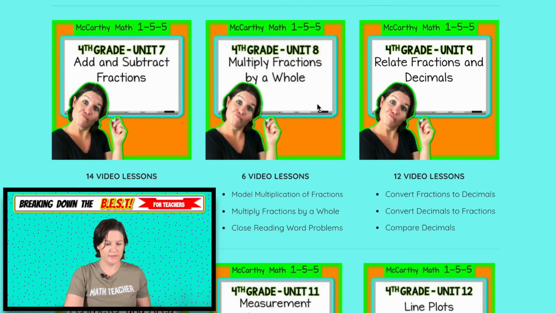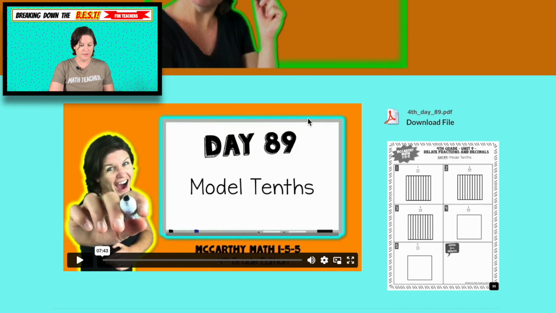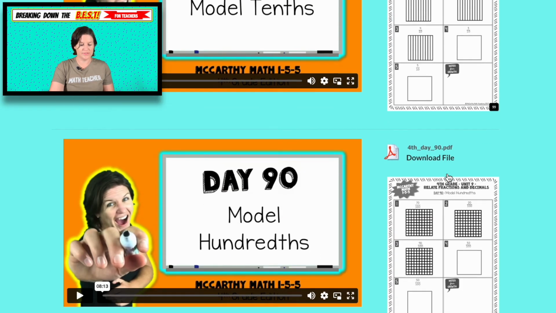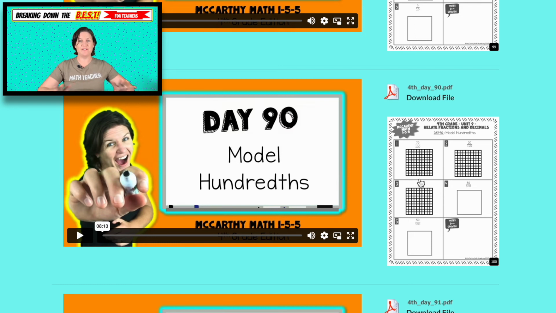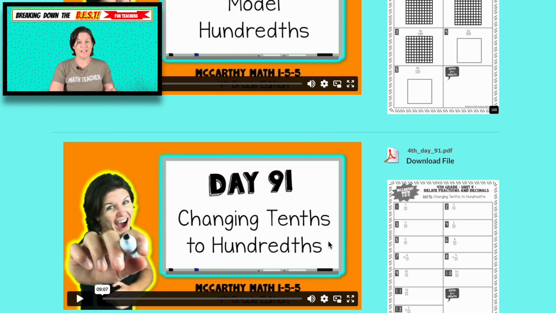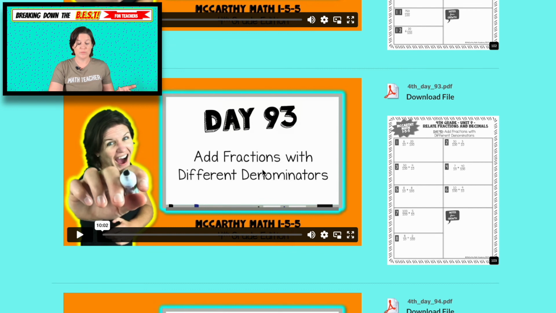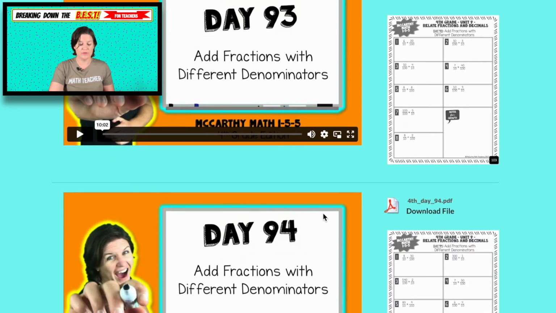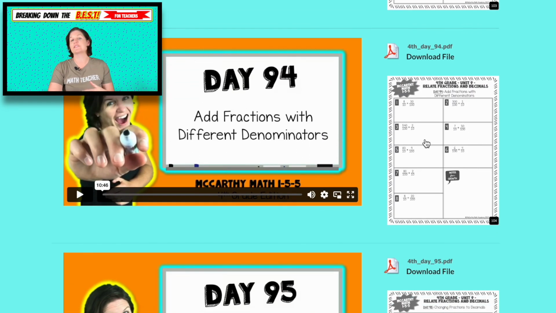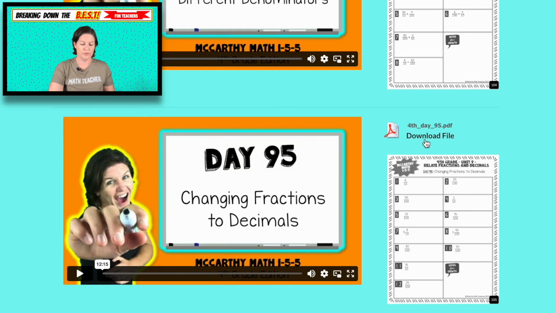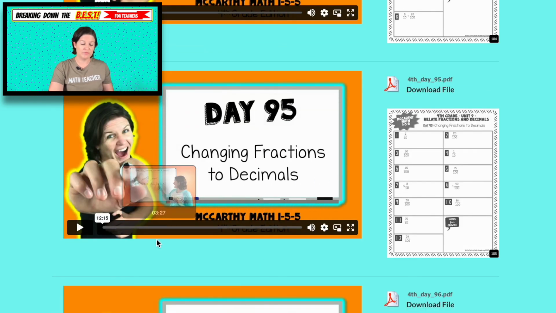Let's see, because we didn't quite hit decimals here, but here we go. See, modeling tenths, modeling hundredths. Here we've even separated, decomposed this skill even more so. Changing tenths to hundredths, changing hundredths to tenths. And then eventually we're going to be adding fractions with different denominators of 10 and 100, and you can have that video lesson there. So it's just more practice, really building up those confidence muscles for your students, okay? And there is a B.E.S.T standard about changing fractions to decimals, so you can see that here. You just click play, you click print, and your students are ready to rock and roll with these, okay?